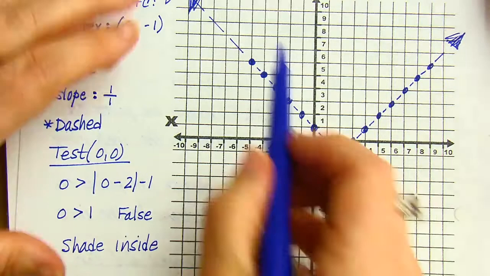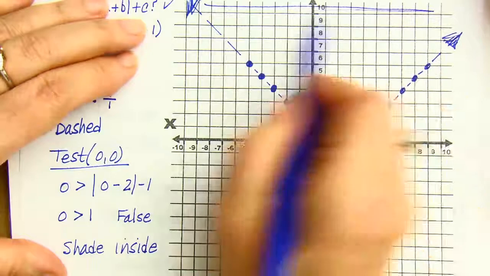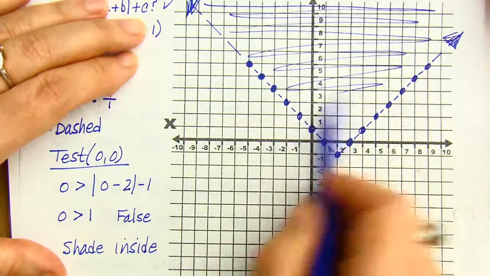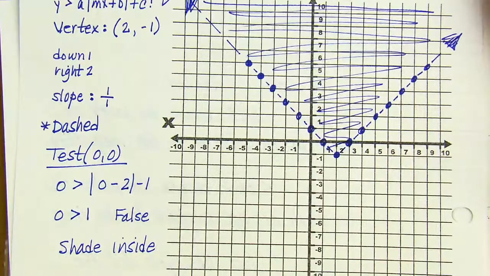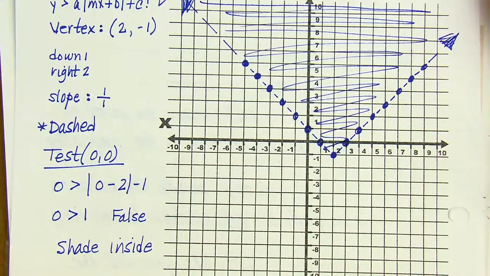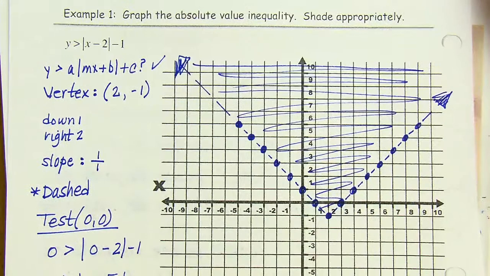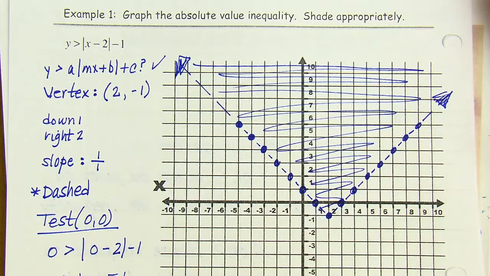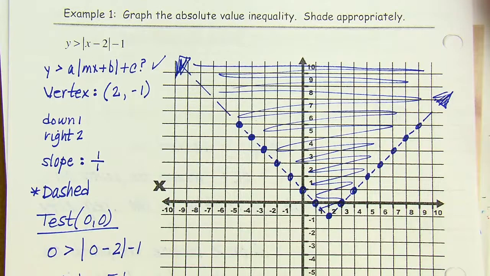So I'm going to come up here and I'm going to shade inside my absolute value V-shaped graph. Okay, the solutions all lie in there. So if you have questions, post a comment on the homework discussion or ask in class.